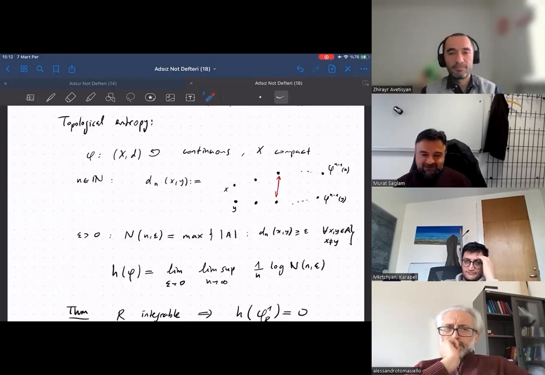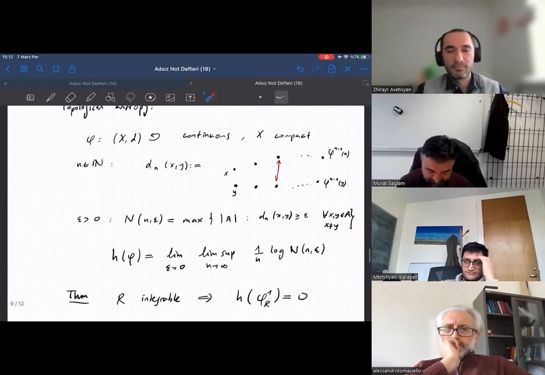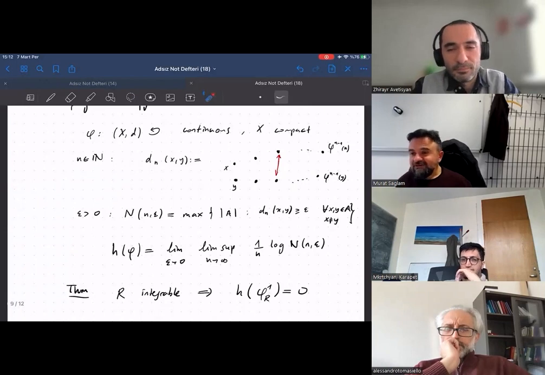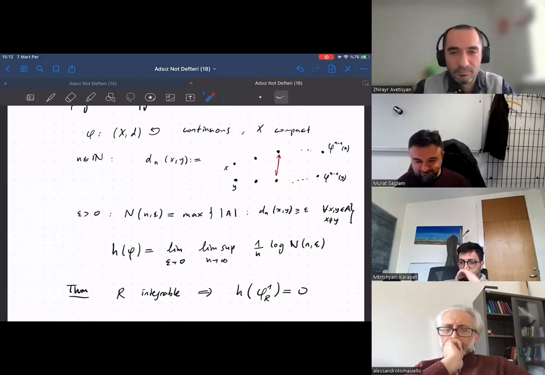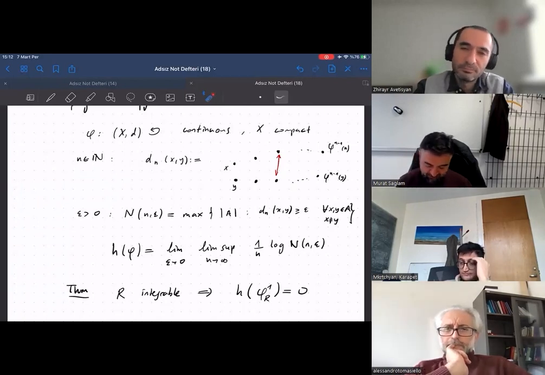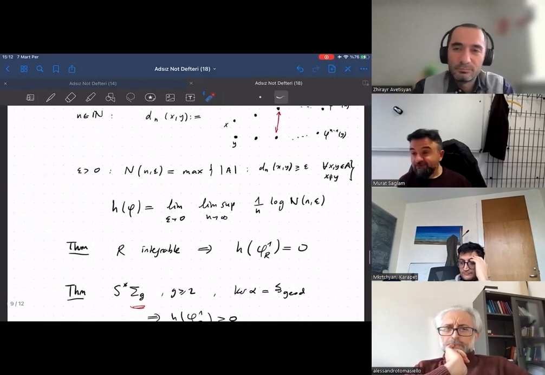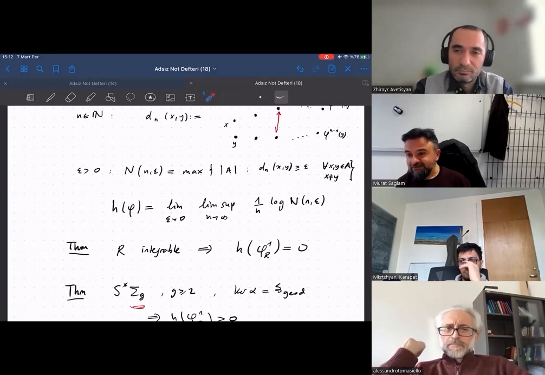So this is, as I said, one of the measures for the complicatedness of your dynamical system. And it's not really surprising to see that if you have an integrable flow, then the entropy vanishes; you won't really have very complicated dynamics.